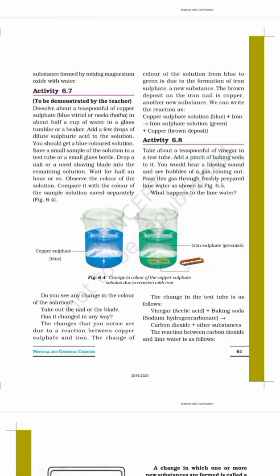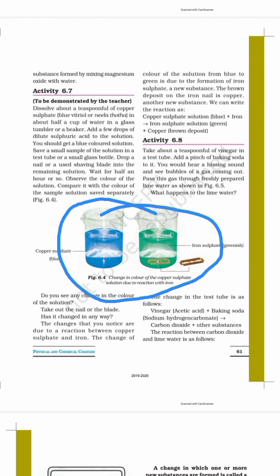Understood? So, now let me tell you one thing. You can see figure 6.4 in your textbook. In figure 6.4, they are showing two beakers. One beaker is of blue color. It contains a copper sulfate solution. One is iron sulfate solution. So what happens over here is the formula of copper sulfate is CuSO4.